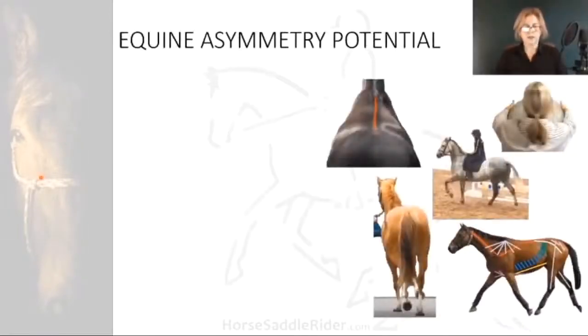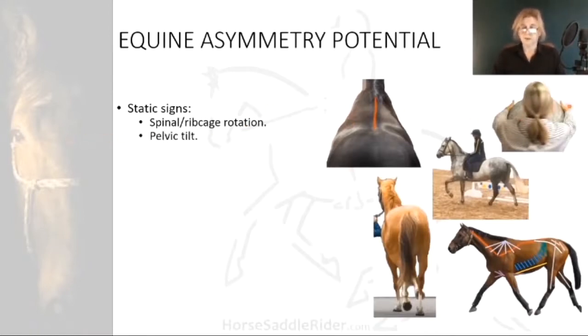So let's look at the potential for equine asymmetry and how it may form. Static signs would be the spinal rib cage rotation. So you can get behind and above the horse. And as we touched upon earlier, take a look at the spinal rotation and see how much of the rib cage extends to one side.